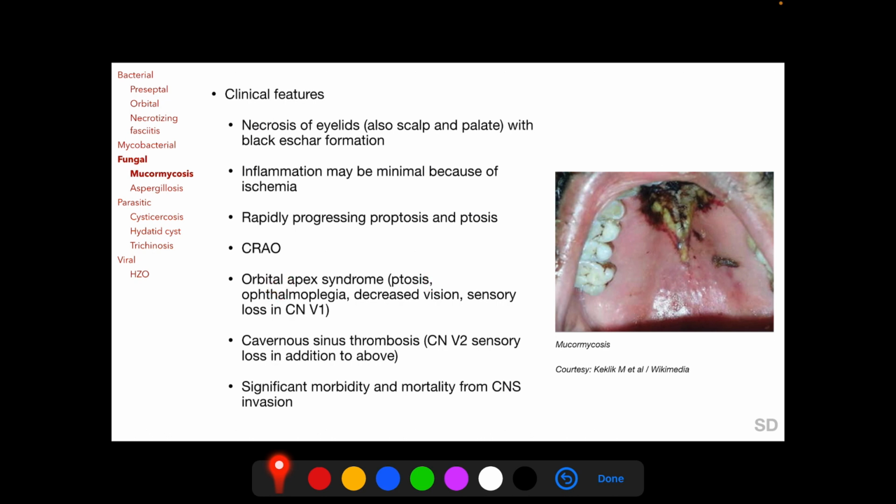orbital apex syndrome with ptosis, ophthalmoplegia, decreased vision, and sensory loss in the territory of the first division of the fifth cranial nerve, and cavernous sinus thrombosis, which in addition to all the signs of orbital apex syndrome will have sensory loss in the territory of the second division, the maxillary nerve. Mucormycosis has a significant morbidity and mortality from CNS invasion.